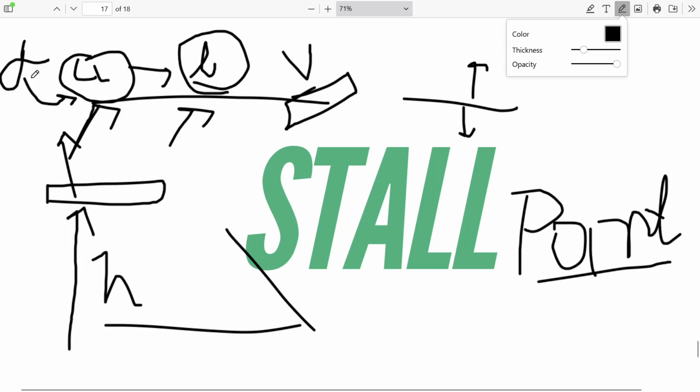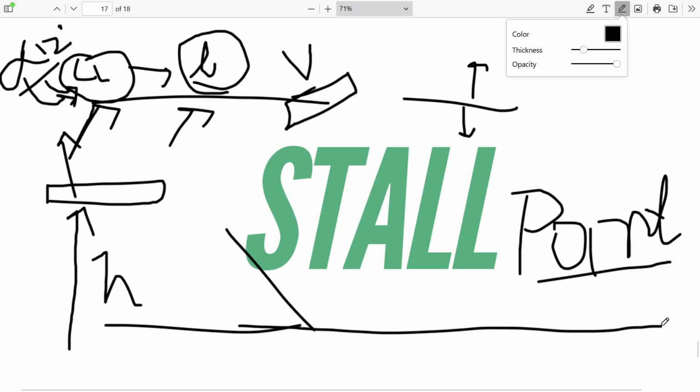Now let's say that after a certain increase in alpha, your CL starts to decrease. Let's say that at 12 degrees, we got the maximum CL that we could have achieved. So at that point, we have the maximum lift, and we cannot further increase the lift force that we were producing. That means there's a point where you cannot achieve any further height. And that point, my friend, is called the stall point.